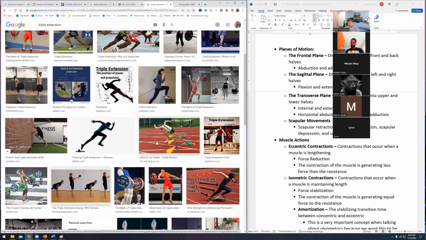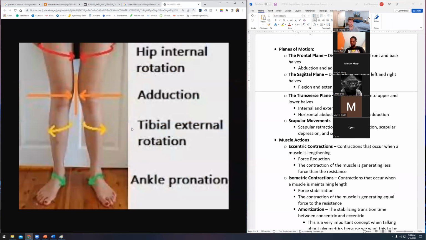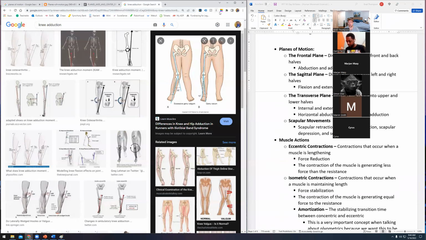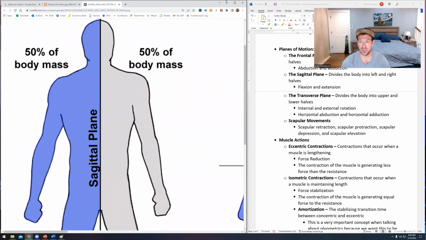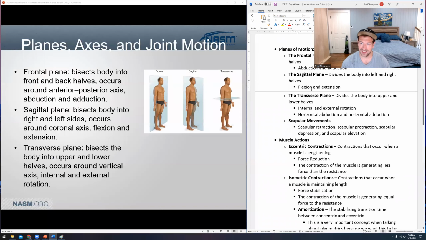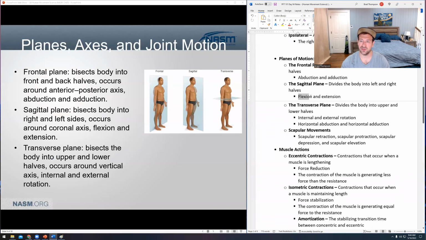So that's why so many athletes train for triple extension, because so many sports involve sprinting. And that's why we love squats so much. So the basic versions, flexion or extension.